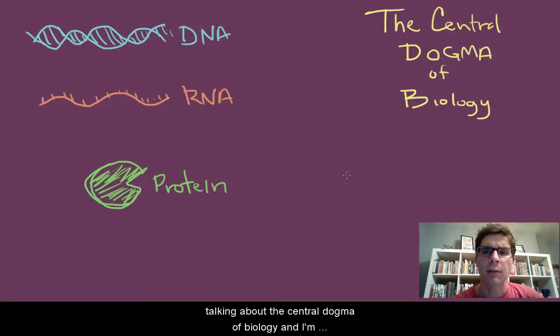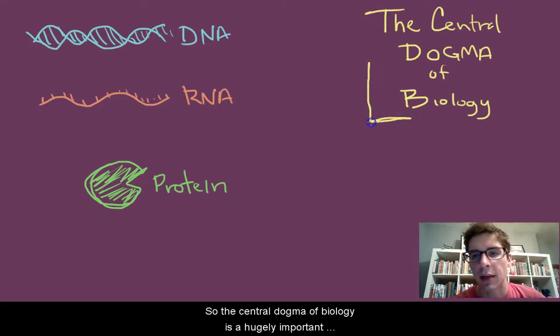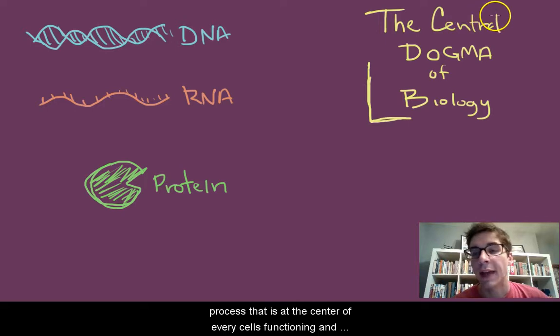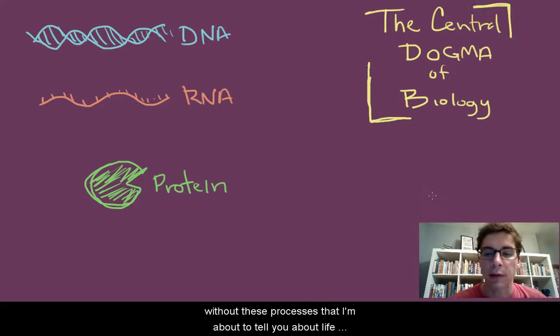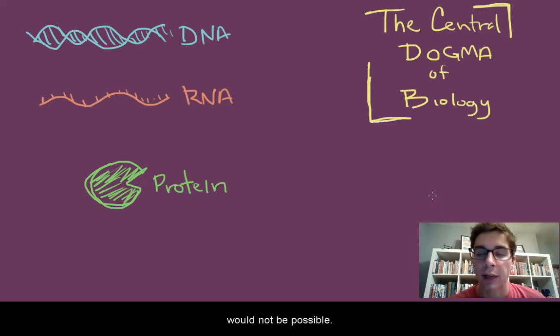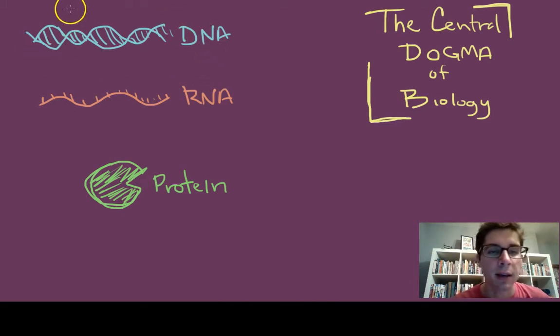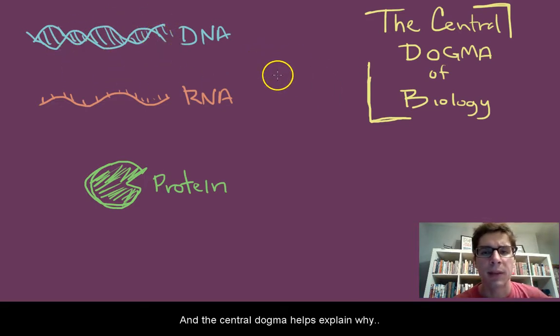Today we're going to be talking about the central dogma of biology, and I'm going to do a little chalk talk to give you a review and summary of what this is. So the central dogma of biology is a hugely important process that is at the center of every cell's functioning, and without these processes that I'm about to tell you about, life would not be possible. And at the heart of all of this is going to be DNA. So we know that DNA is the blueprint for life, and the central dogma helps explain why that is.